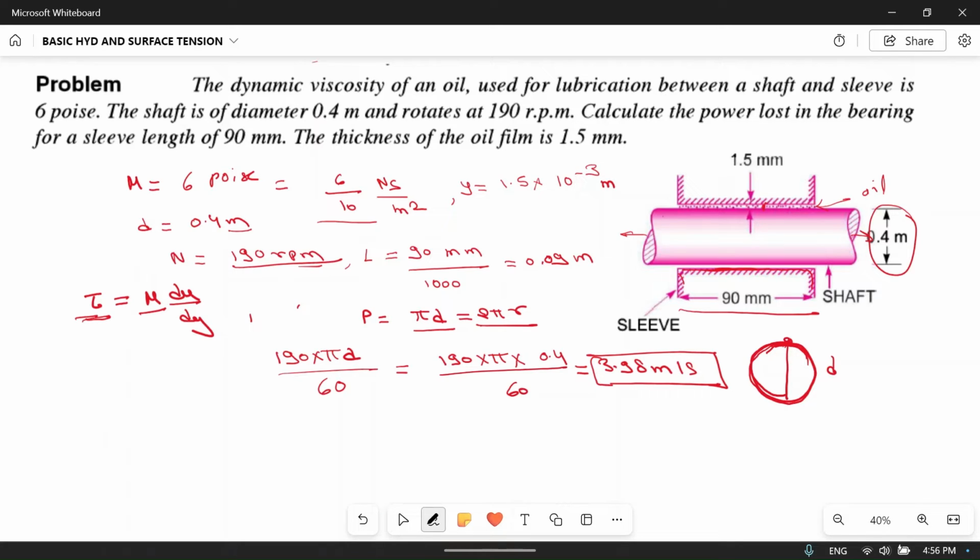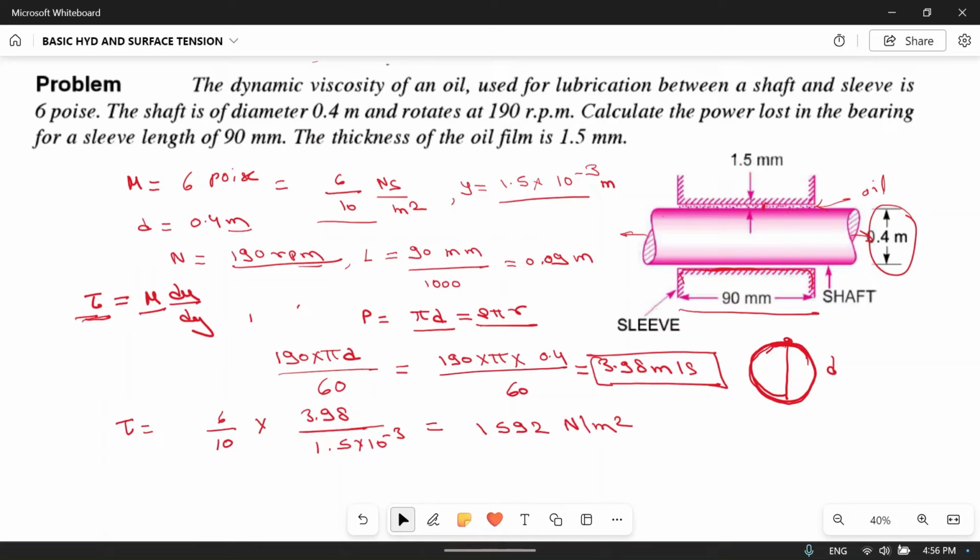So tau will be equal to mu, which is already 6 by 10 or 0.6, into du, which is 3.98, divided by dy, which is 1.5 into 10 to the power minus 3 meter. So if you calculate this, then you will get 1592 Newton per meter square. So this is the value of shear stress on the surface of the shaft.